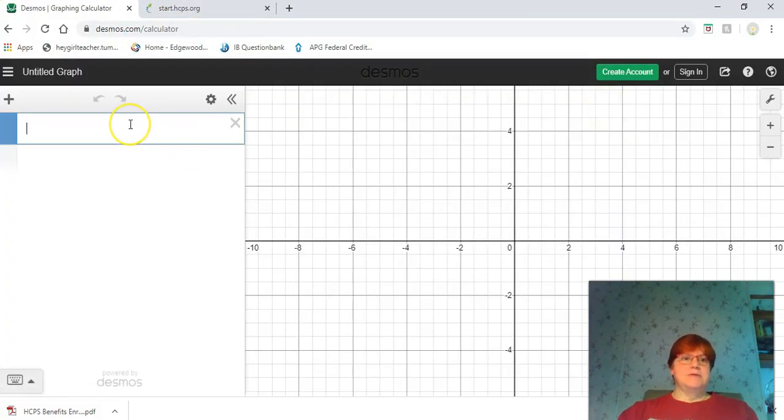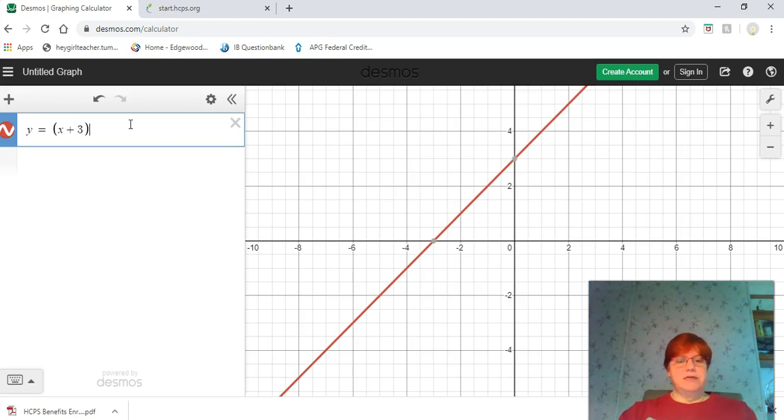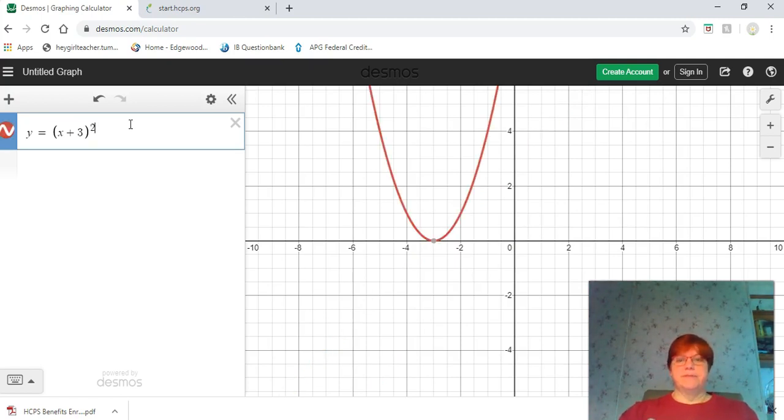So in Desmos, I'm just going to type in an equation. I'm going to type in the equation (x + 2)(x + 3) squared. Now, when you look at this graph, how many solutions do you see? Good. You only see one, and that solution is -3.